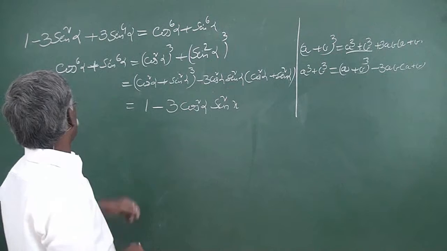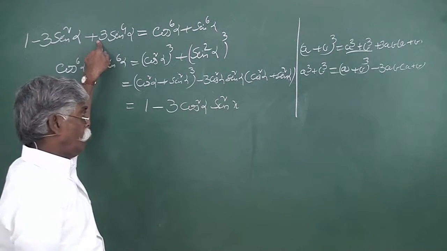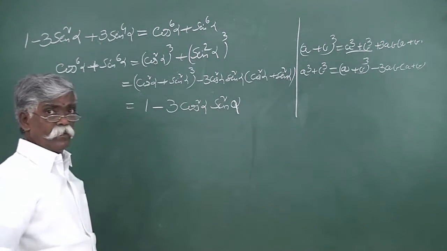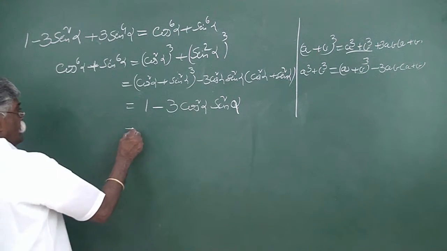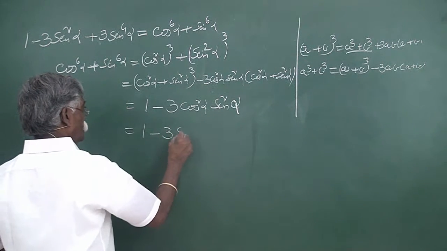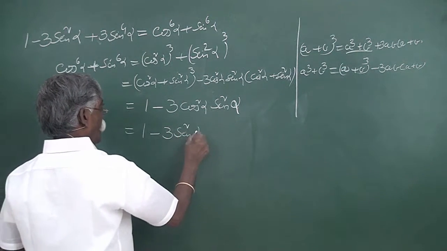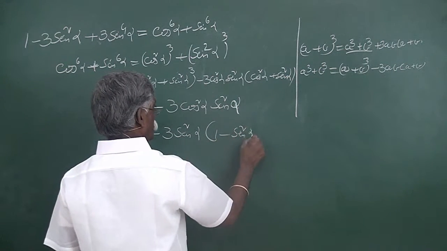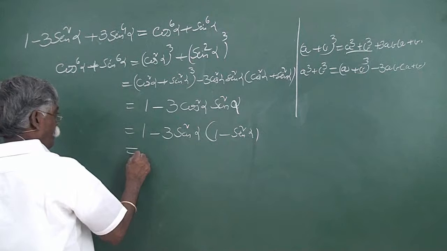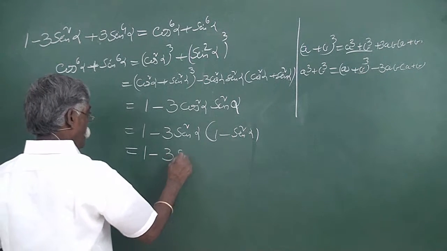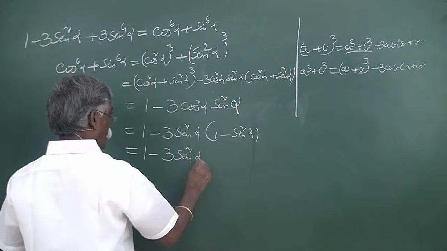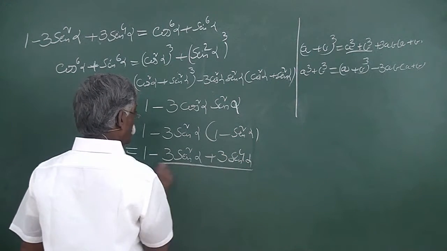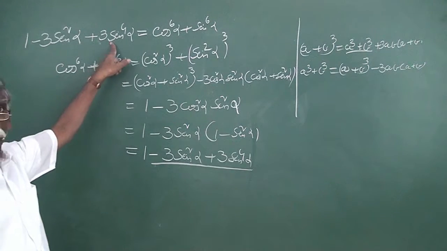Now the left hand side is given completely in terms of sine alpha. Let us change this. This is 1 minus 3 sine square alpha, and this can be written as 1 minus sine square alpha. Now if we expand this, 1 minus 3 sine square alpha plus 3 sine power 4 alpha, this is what we are asked to prove.